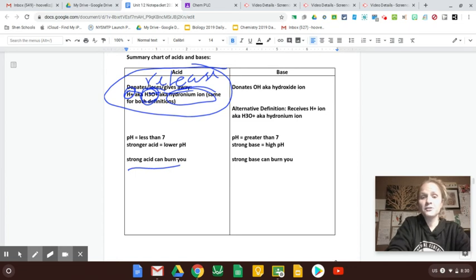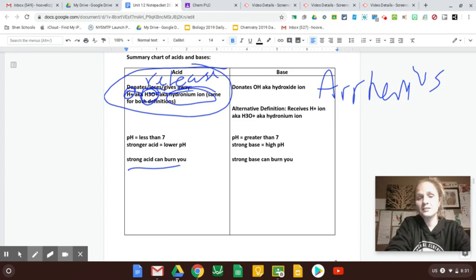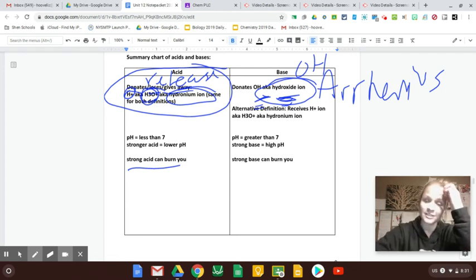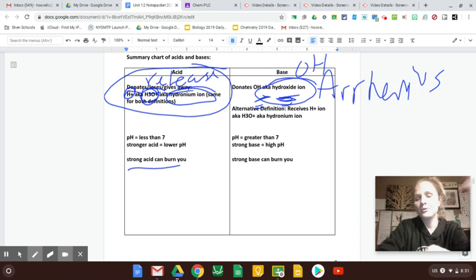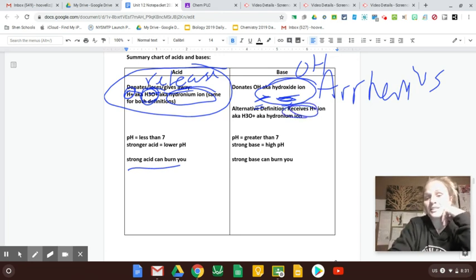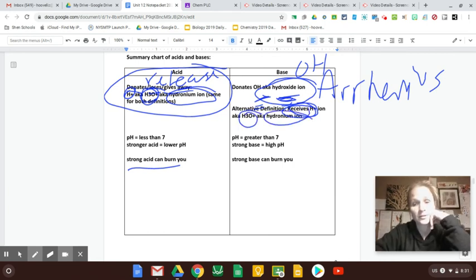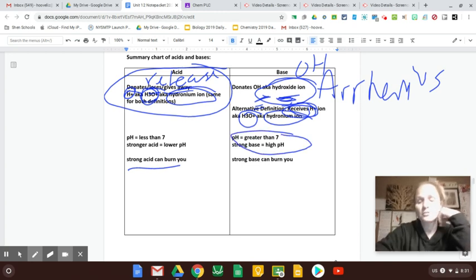Bases, our first Arrhenius definition says that bases donate that OH. That's why most of them end in OH, also known as hydroxide. So you've got to know a base donates OH or hydroxide. But under the less strict alternate definition, they could also say, well, you don't have to have an OH, but you at least have to be able to accept or receive an H+, also known as H3O+, also known as hydronium. pH greater than 7, the stronger they are, the higher the pH, and they can also burn you.